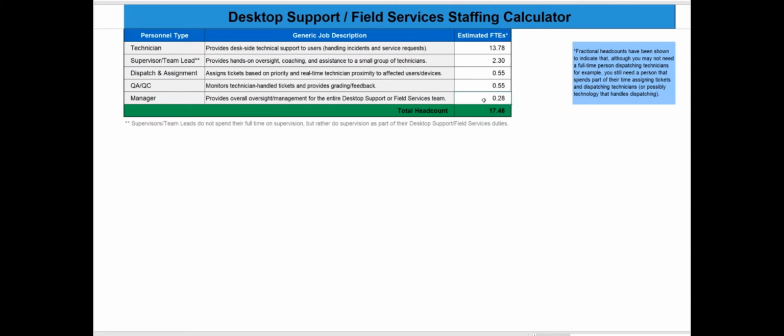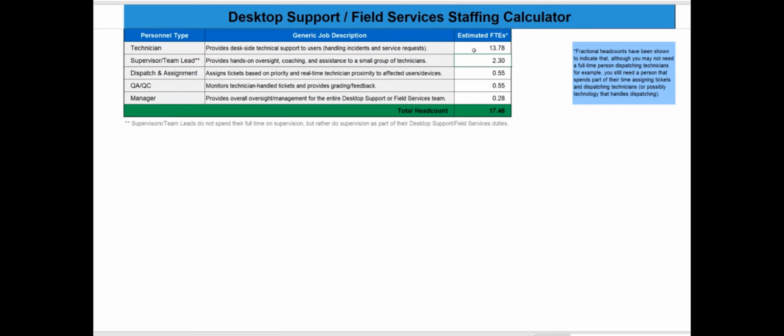and we need someone spending part of their time as a manager. These fractional headcounts simply indicate that there is a need for dispatch and assignment, there is a need for QA/QC, and there is a need for overall management, but you probably don't need a full-time person in each one of those roles. But we wanted to acknowledge that there is a need for supervisors, dispatch and assignment personnel, QA/QC, and management personnel. One additional note on supervision and team leads: these supervisors generally don't spend full time in supervision. They're usually working supervisors, meaning that they also handle tickets in addition to providing supervision for the group. So I want to make that clear.